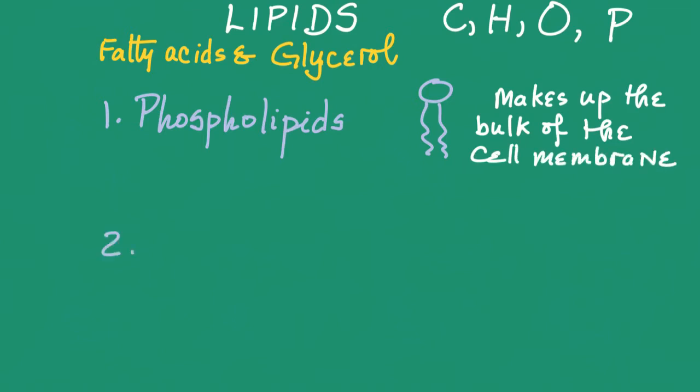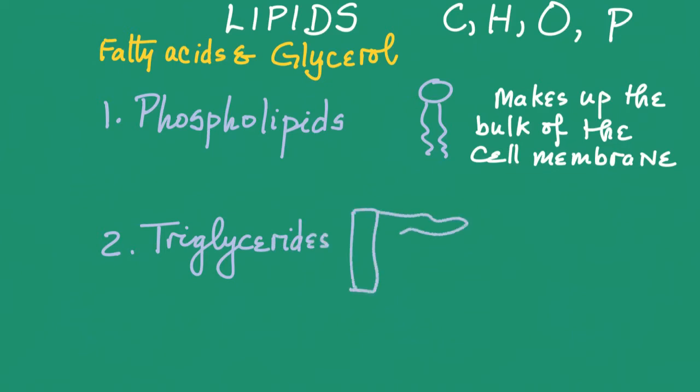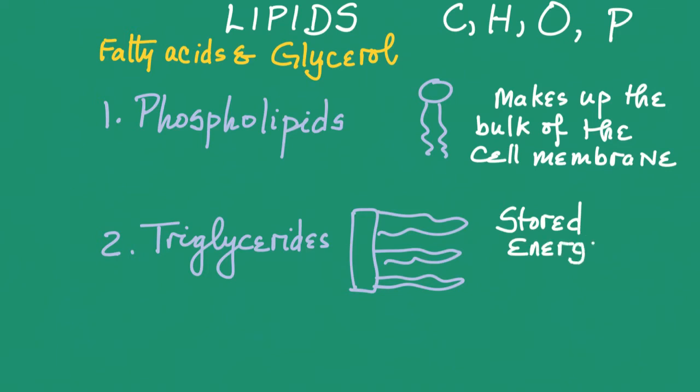The second class of lipids are triglycerides. This is what we call fats. The main function of a fat is to store energy. So when you run out of glucose for fuel, we use fats or fatty acids as our energy source. So you have your glycerol and three fatty acids, the three structures that you see there. The main functions are stored energy, and fats also form cushioning between organs.